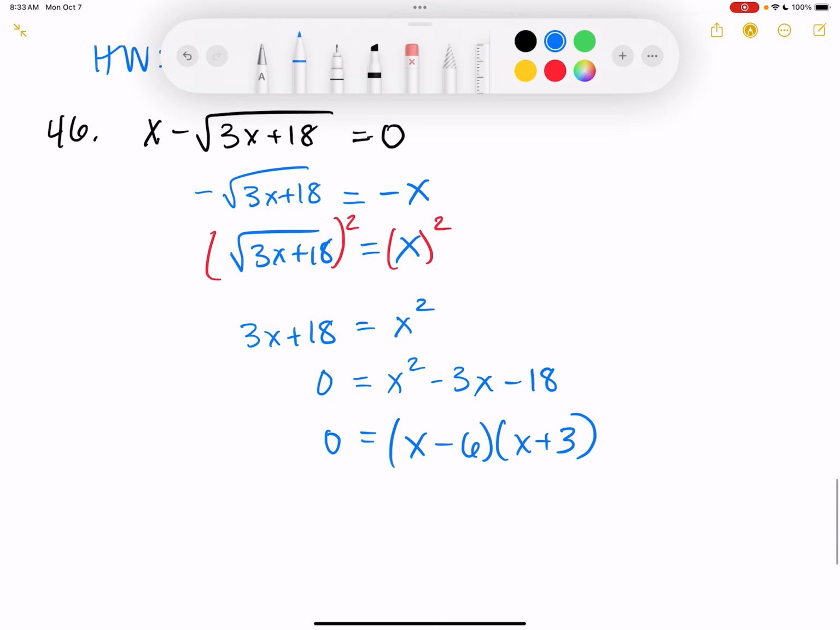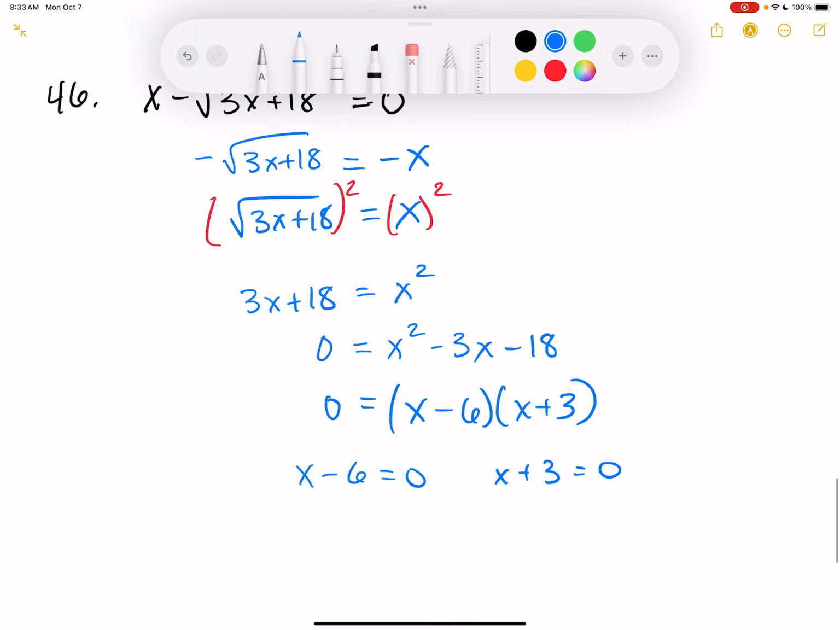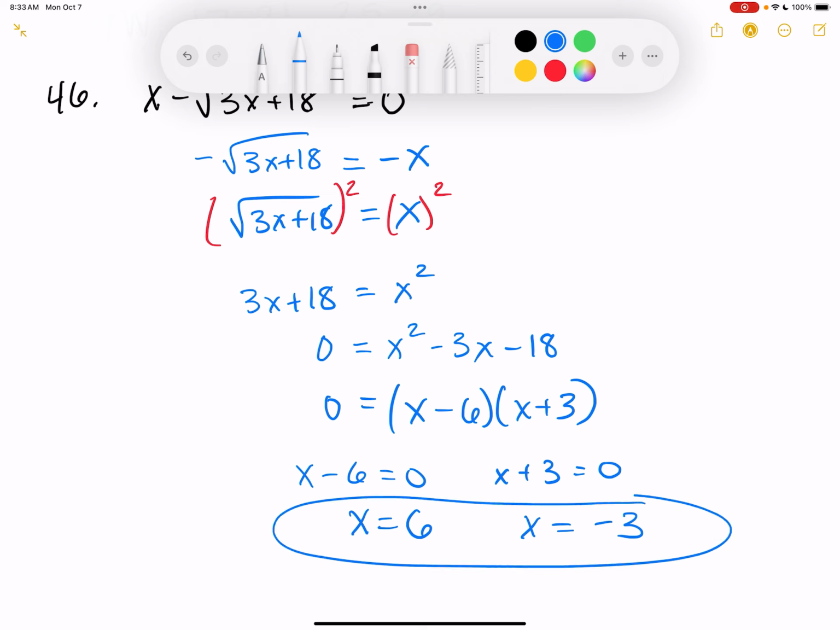Then take each piece and set it equal to 0. So x minus 6 equals 0. x plus 3 equals 0. x equals 6, x equals negative 3, then would be your two answers on this one.